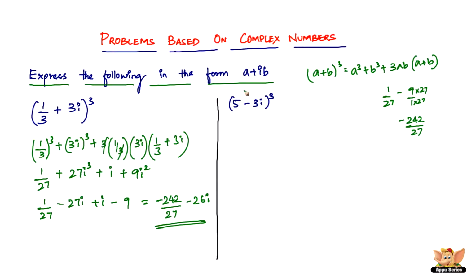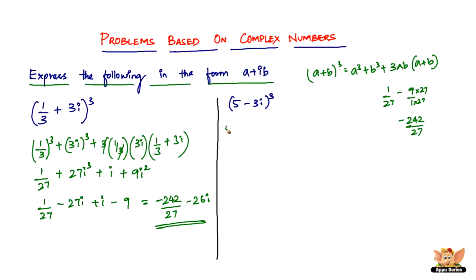Alright, we have another problem which we have to express in the form of a plus ib. It is in the form of a minus b the whole cube. We did a plus b the whole cube. Here it is a minus b the whole cube. So you actually don't have to break your head as to what is a minus b the whole cube. We know what is a plus b the whole cube. You can still use it. All you have to do is when you substitute the value in the place of b, include the negative sign as well.